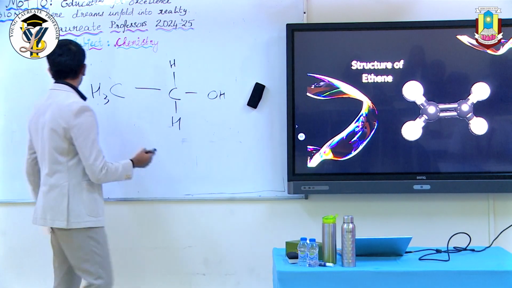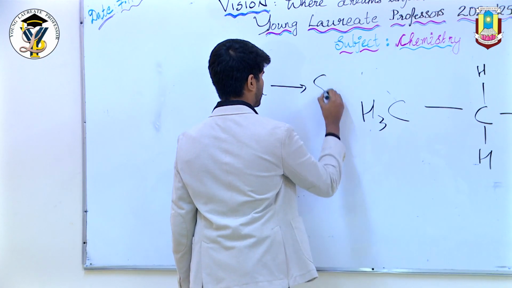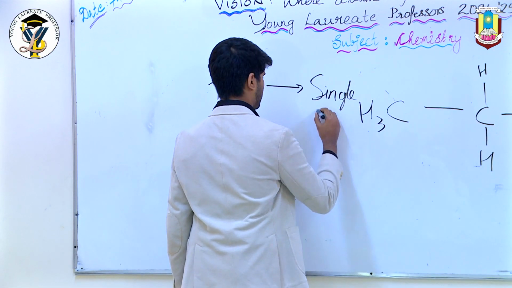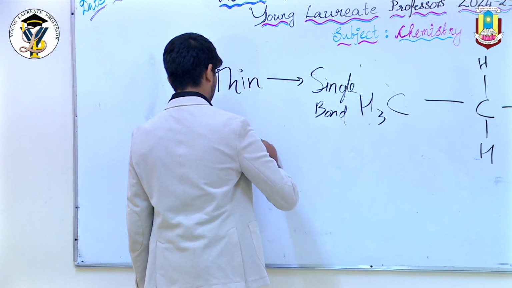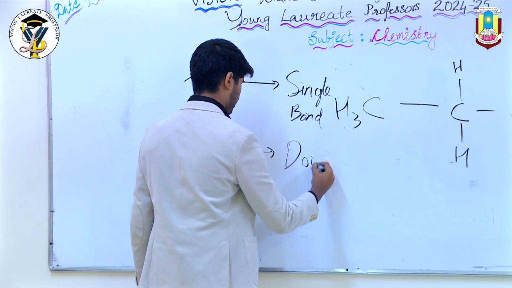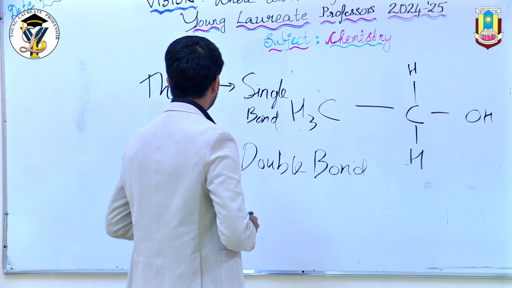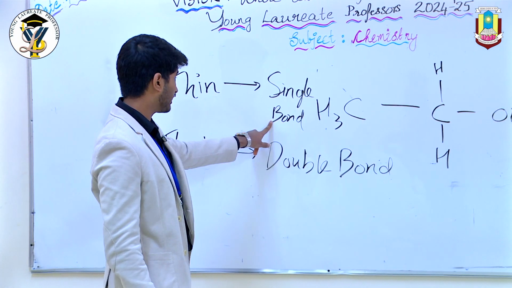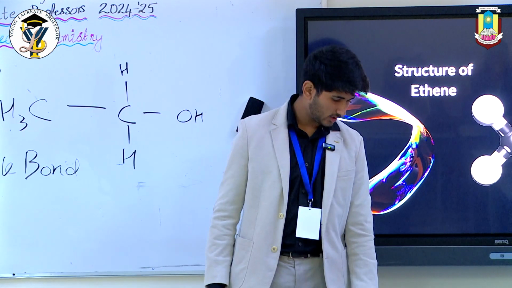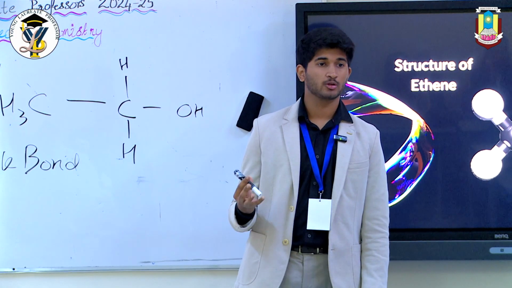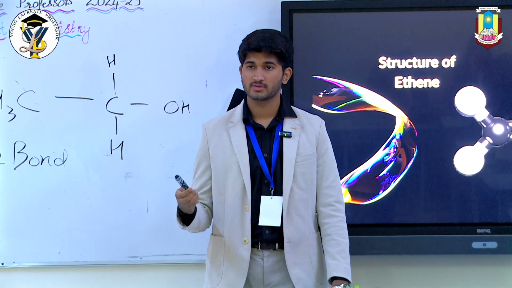If we take thin in correlation with single bond and thicker with double bond, we get a relation that says the thinner bottle or single bond will be taller and will have a larger bond length. So this is a nice trick to remember in exams when you are not able to get the concept behind it and all you see is a bottle and your pen.